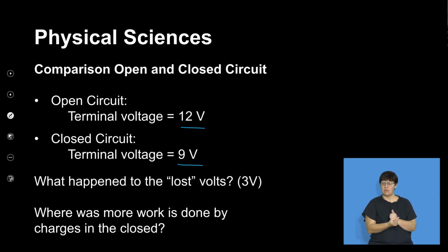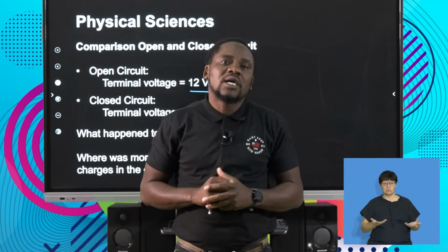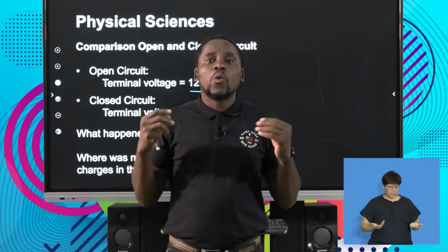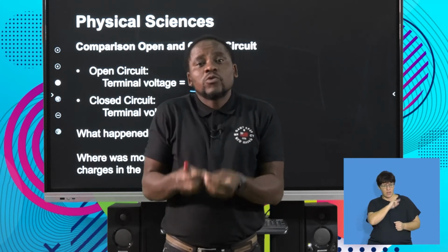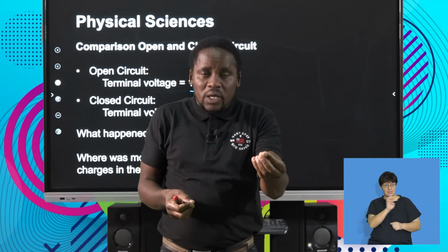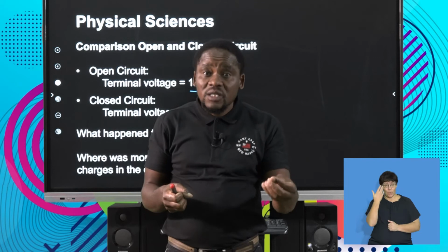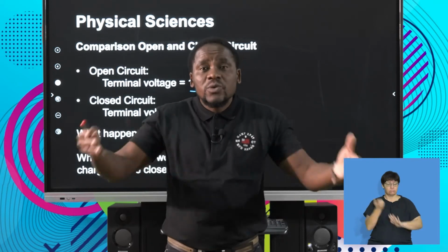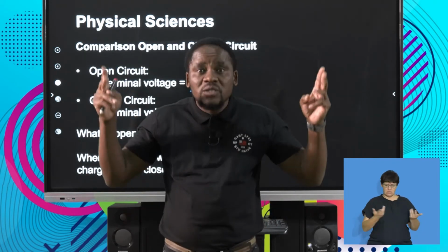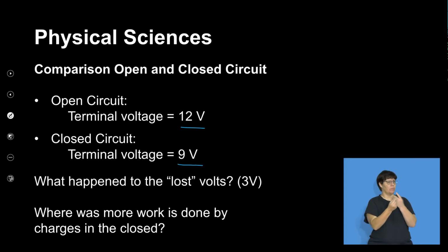The word lost is put in quotation marks. Why? Because we know that voltage has to do with energy, and we know that energy cannot be created or destroyed. But then how do we account for these lost volts? Where was more work done by the charges in the closed circuit? Because in the closed circuit, there was a drop in the reading by 3 volts.